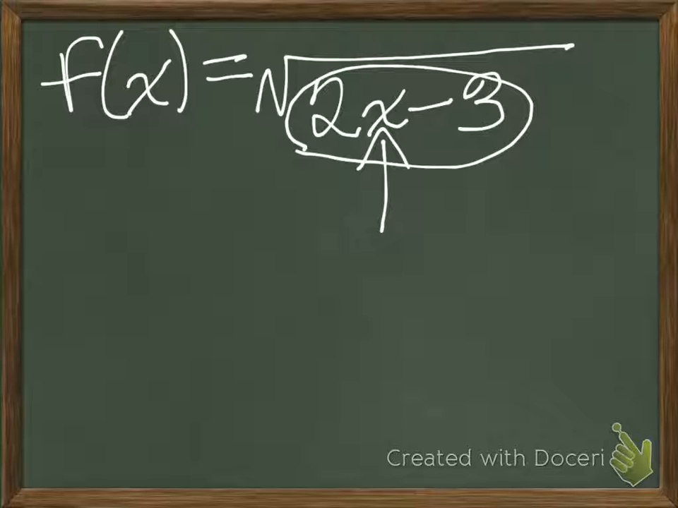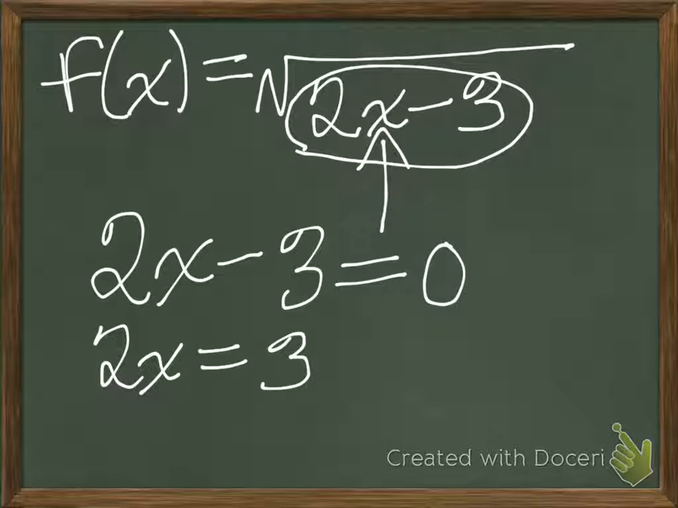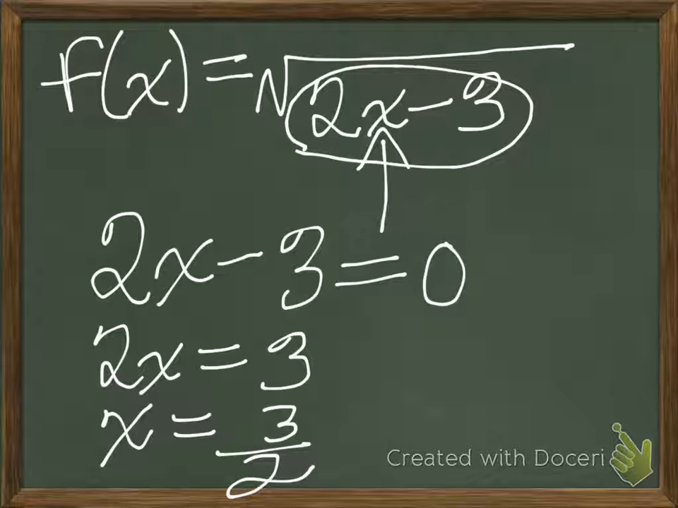Well, to figure that out, set it equal to 0, since 0 is the closest you can get to being negative. So if 2x minus 3 equals 0 and 2x equals positive 3, then x equals positive 3 halves. And check it out. If you plug in 3 halves back into this function, you're going to have the square root of 2 times something minus 3.